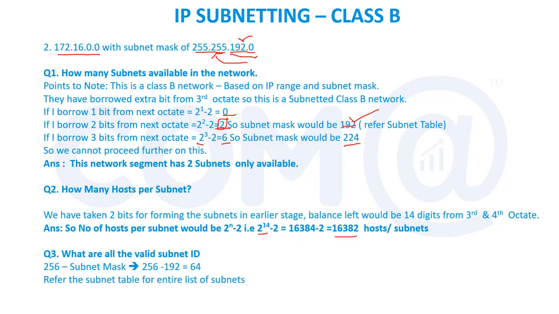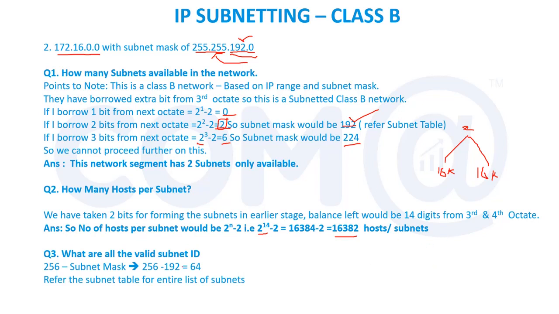So this I divided into two networks. One network is divided into two, and each network will have this number, 16,382 hosts, approximately 16K hosts. Each network will have 16K hosts. Network 1, network 2, like that. So I can have a bigger network like this, 16,000 hosts in a single network, right?